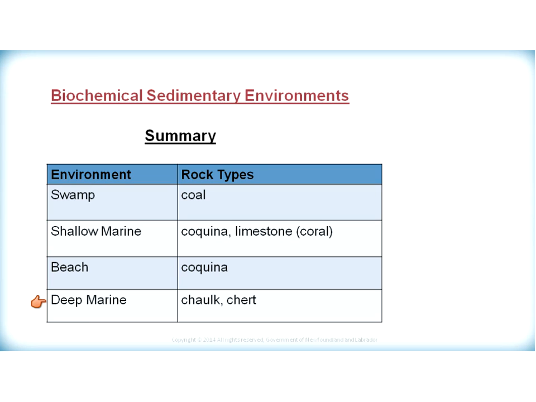And a fourth environment would be a deep marine environment. Deep marine environments are more conducive to forming the microorganisms, microscopic organisms that form chalk and chert. Foraminifera, which are calcium carbonate in composition, once these organisms die, they settle to the bottom of the ocean and they can form chalk deposits in a deep ocean environment.